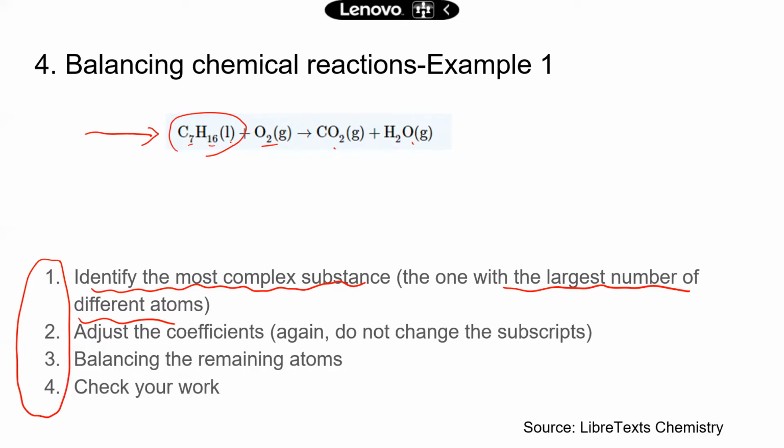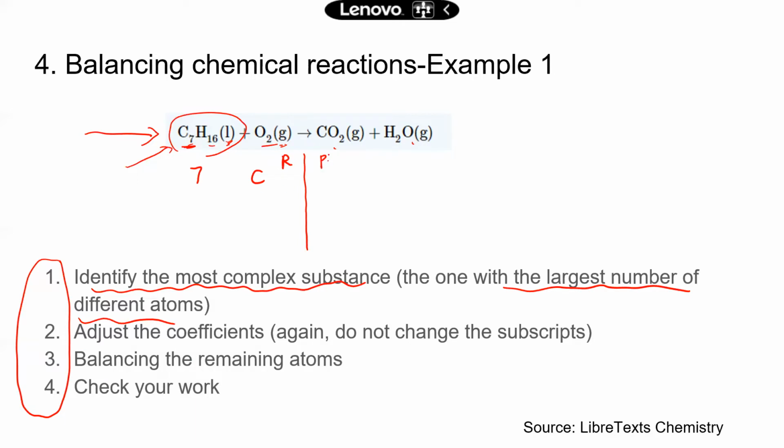All right, now don't worry about the letter L or G. That just indicates the state of that particular chemical. So L stands for liquid, G stands for gas. Okay, now once you identify the most complex substance, now you can adjust the coefficients, and you're going to adjust the coefficients based on the most complex one. So I have a 7 carbon right here. So 7 carbon. So let's indicate the 2 sides. So this is the reactant side, and that's the product side.